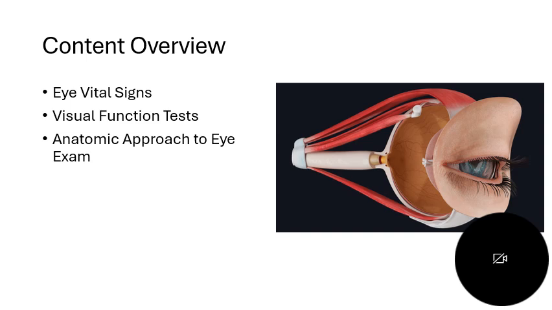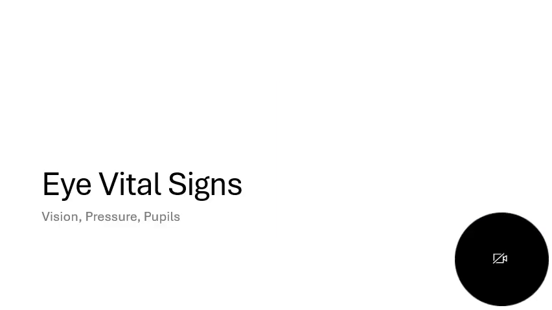We start from the outside, the lids, the lashes. Then we go inside to the cornea, the iris, the lens, the conjunctiva and sclera. And then further, we look inside the eyeball at the vitreous body, the retina, the optic nerve, and then we are able to see if there are any diseases in the eye. First, we'll check the vision, pressure, and pupils.